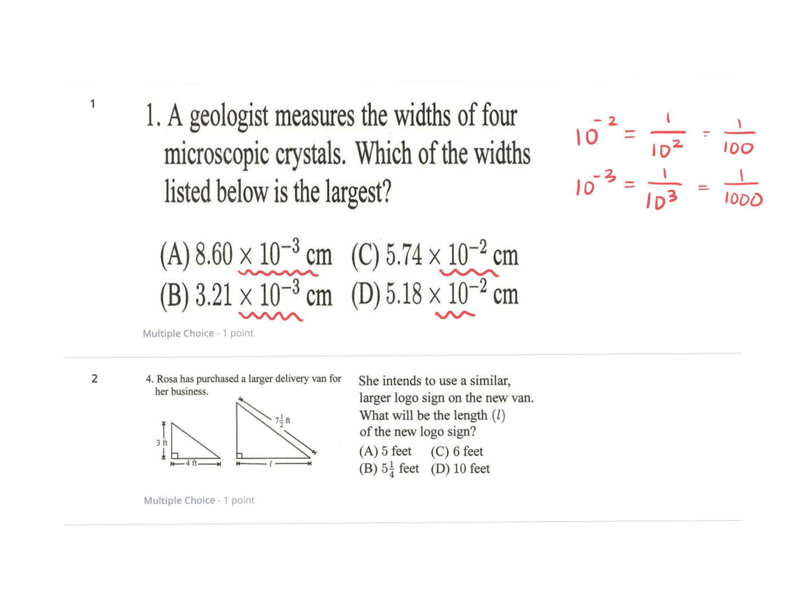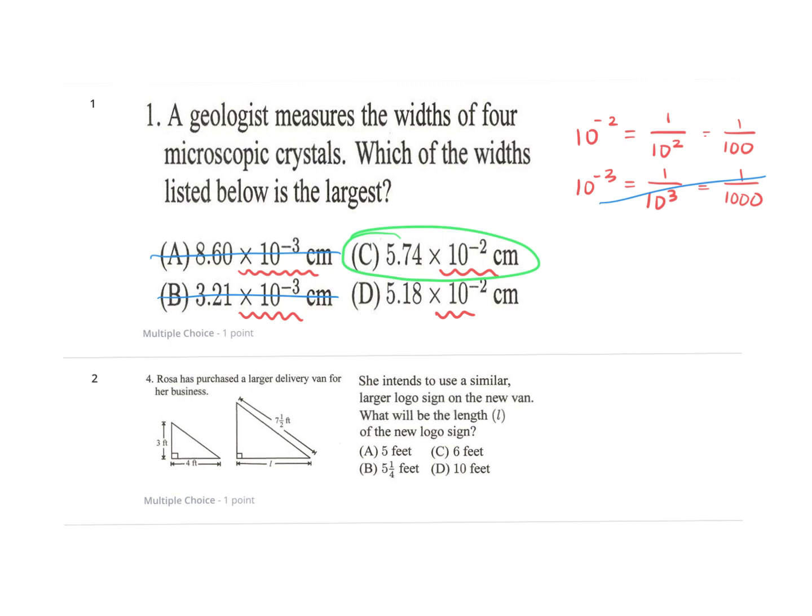Okay, if I want the biggest value, I know that I don't want 10 to the negative third power. That's much smaller than 10 to the negative second power. So I'm going to eliminate A and I'm going to eliminate B because I know that those are smaller. C and D are both times 10 to the negative second power, and I want the bigger value, so 5.74 versus 5.18. 5.74 is going to be the bigger option.